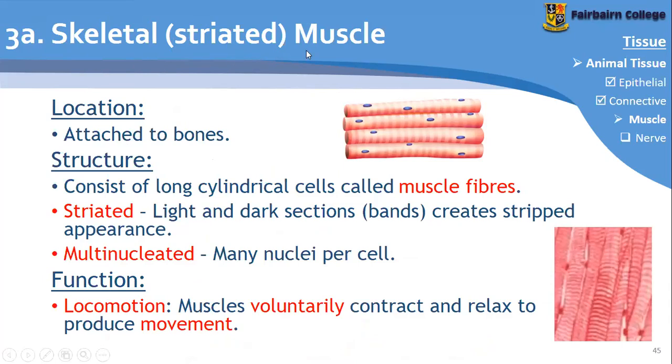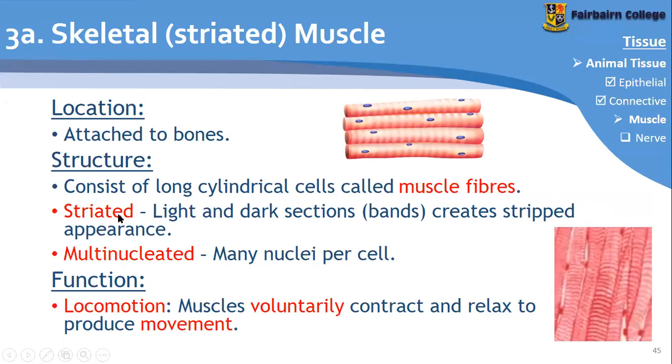So where do we find skeletal muscle? Well, we find them attached to the skeleton, so attached to bones. And how do the muscles look? Well, they consist of these long cylinders. We call them muscle fibers. If you look here on the right-hand side, it's these very long muscle fibers, and they run parallel to each other. So it consists of long cylindrical cells called muscle fibers.